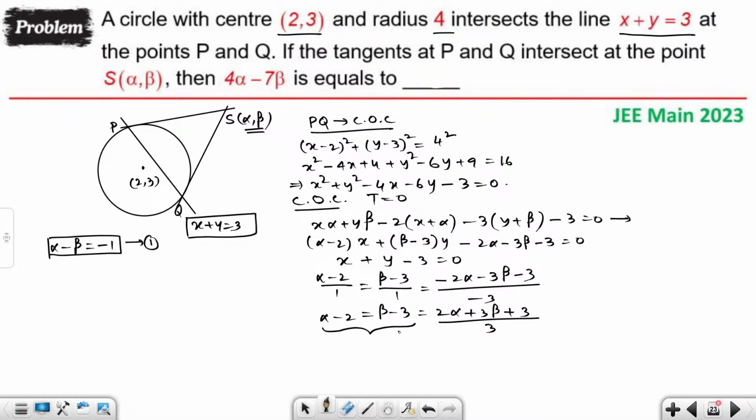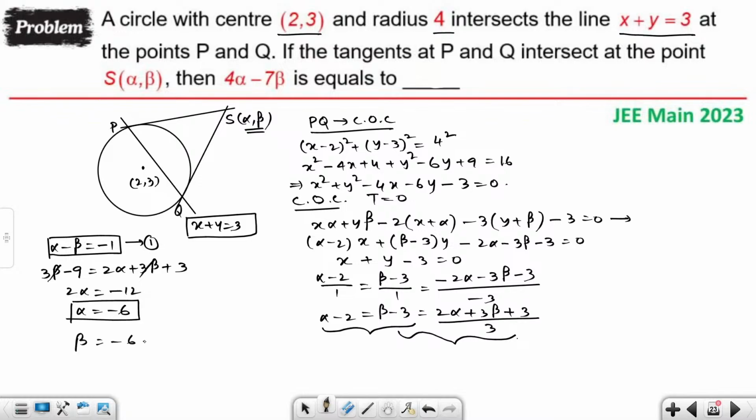And the second equation, let me take these two. So we are having 3 beta minus 9 equals 2 alpha plus 3 beta plus 3. So 3 beta goes off. Fantastic. So from here we are getting 2 alpha is minus 12. So alpha directly we got as minus 6. If alpha is minus 6, what is beta? It's minus 6 plus 1. That gives us minus 5.